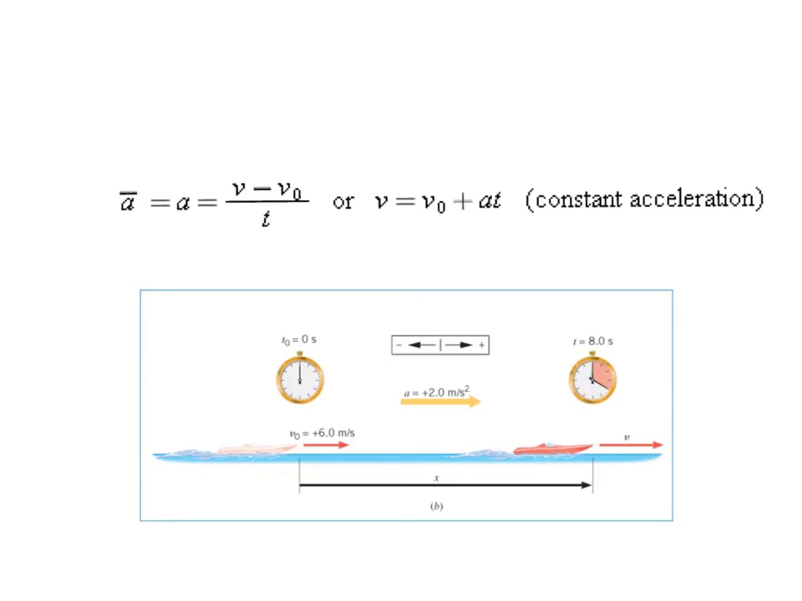So here's the other definition that you're familiar with at this point. It's our definition for acceleration. Now, acceleration is just the change in velocity divided by time. So it's the final velocity minus the initial velocity divided by time. And then when we rearrange this equation, we come up with a more useful equation that says our final velocity is equal to our initial velocity plus acceleration times time.